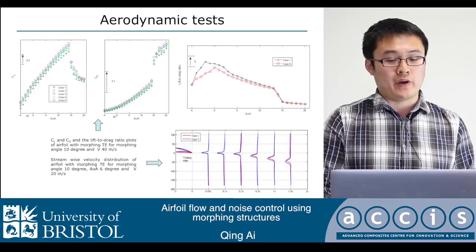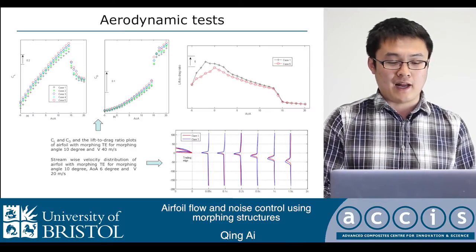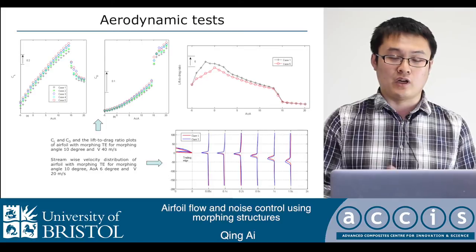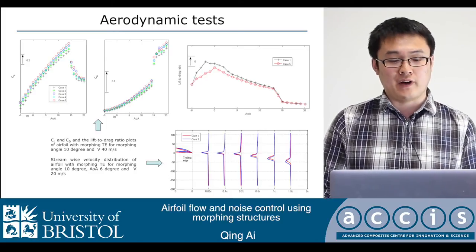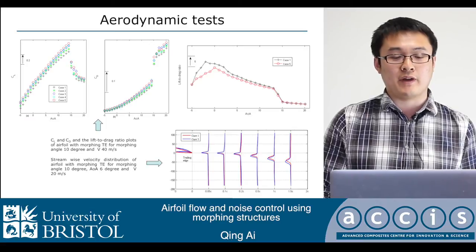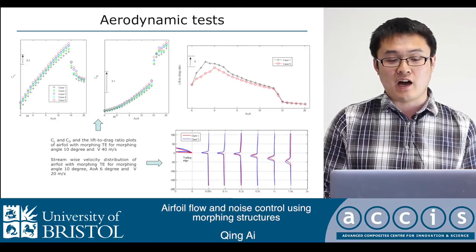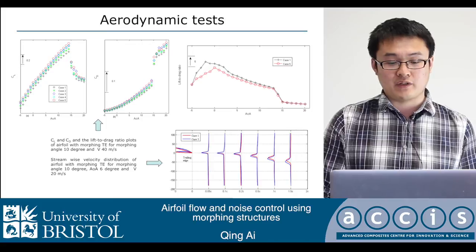This slide shows the results. On the top left, it shows the CL and CD of the wing. As we're changing the morphing profile from case 1 to case 5, we have increased the aerodynamic performance in terms of CL significantly. Of course, at the same time, that's obvious.